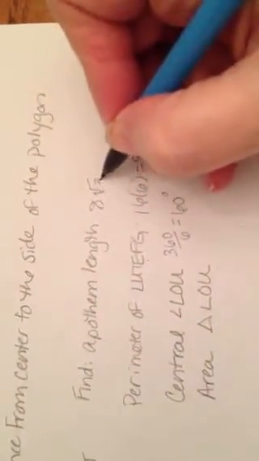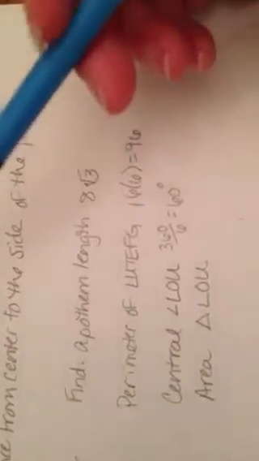And what is the length of the long leg? It is the short leg times the square root of 3. So the apothem here is 8 square root of 3. And I got that combining all my 30, 60, 90 triangle information with what I have here. So now if I want to find the area of LOU, I need half of the apothem times the perimeter. So what is the perimeter here?